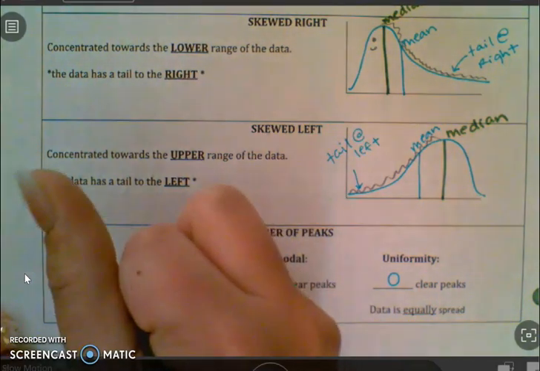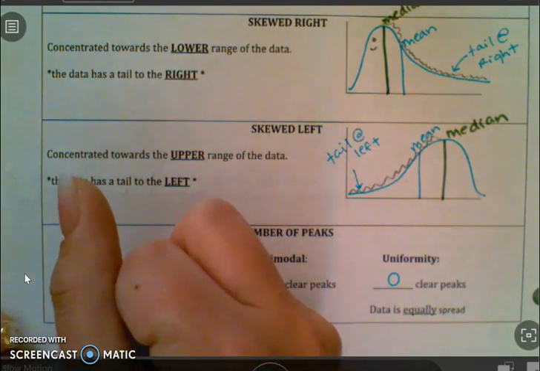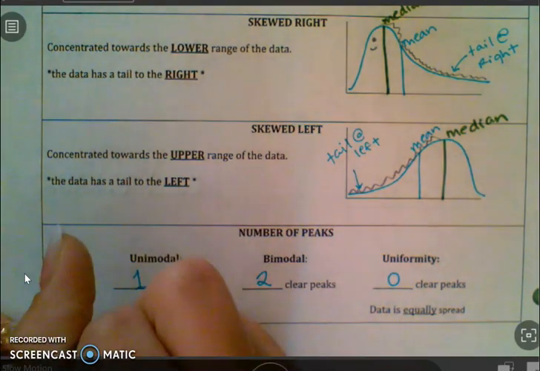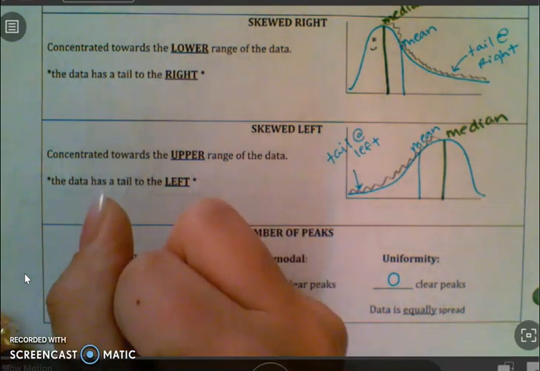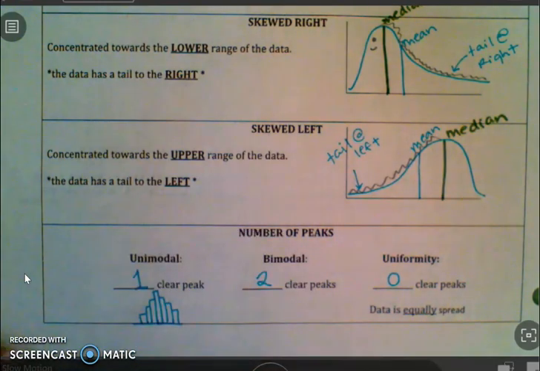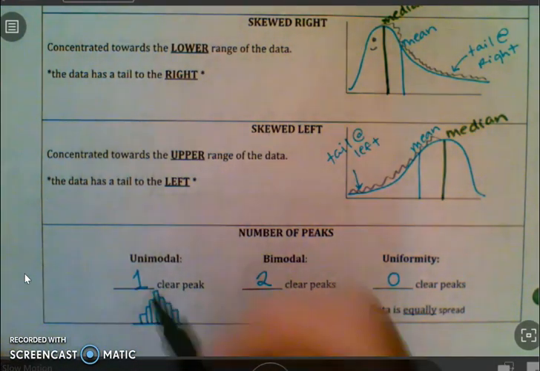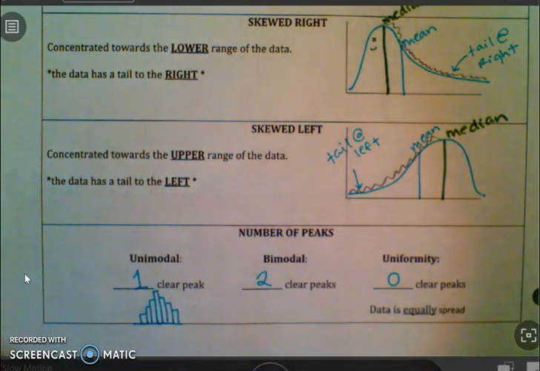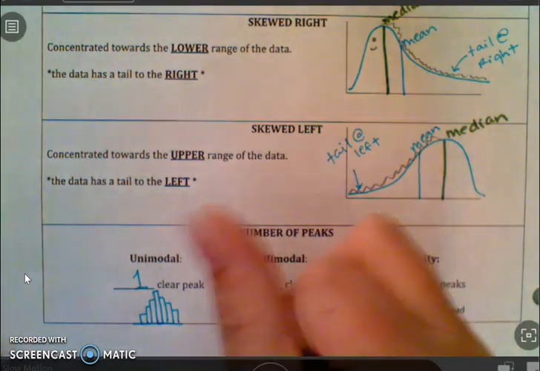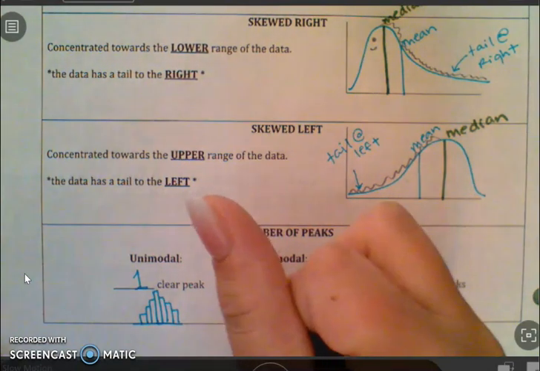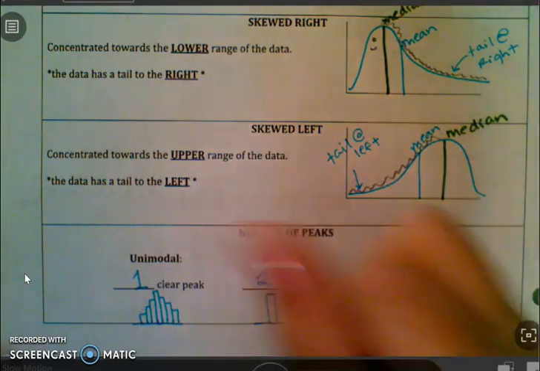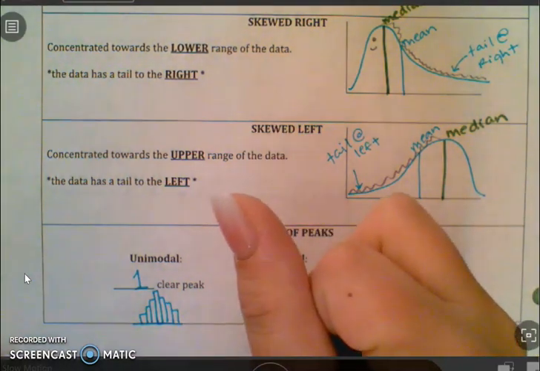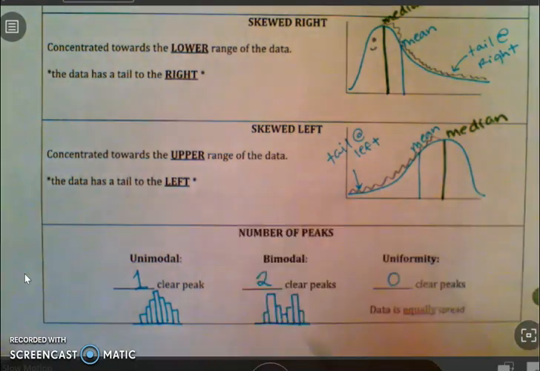So what does that look like if we look at a histogram like we made yesterday? So you're going to have one peak in the middle, and then it's going to go down on each side. So one clear highest point. Bimodal has two high points. So if I do two high points, they're the exact same height, then the other stuff around it will look like that. So you have two clear peaks.